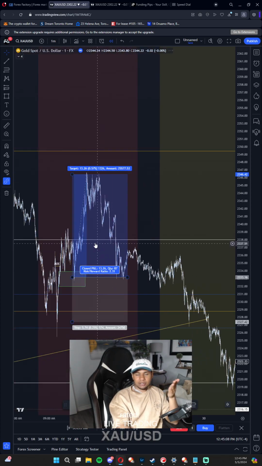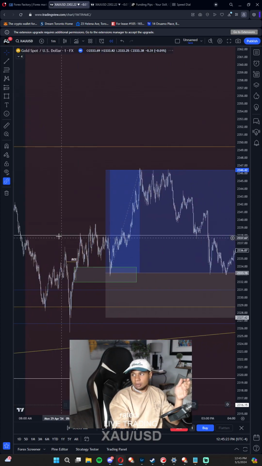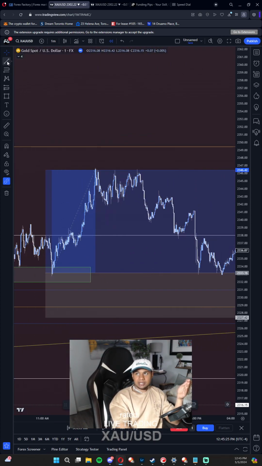Now, it's not always going to hit your zones. Remember, I'm just giving you areas that the market is good to buy from, but it's not always going to hit these zones. You have to use your trading judgment to understand whether or not it's a good time to close your trades.